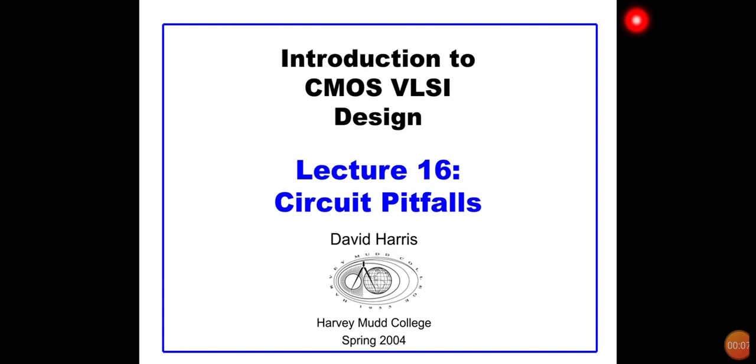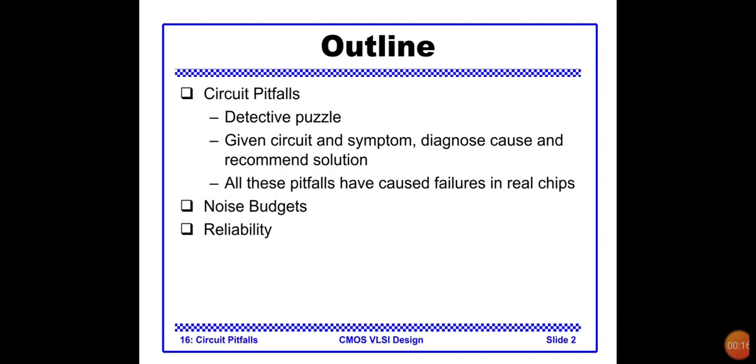Now I am going to explain some important points for VLSI designs, CMOS VLSI design. The outline of VLSI design. The first one is circuit pitfalls: given a circuit and symptom, diagnosis, cause and recommended solution. All these pitfalls have caused failures in real chips, noise budgets, reliability.